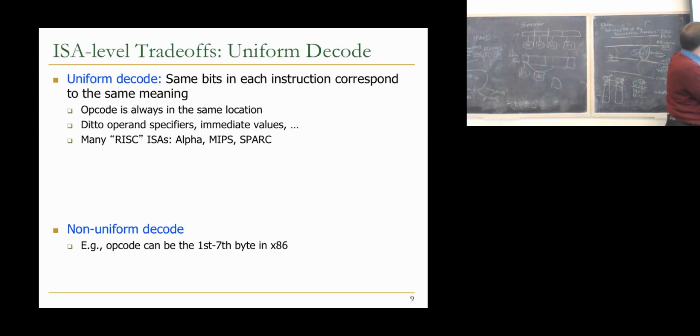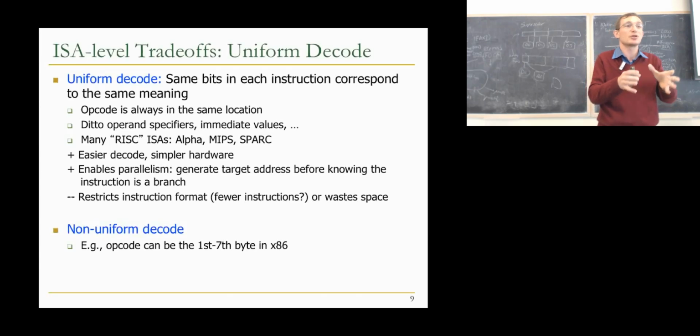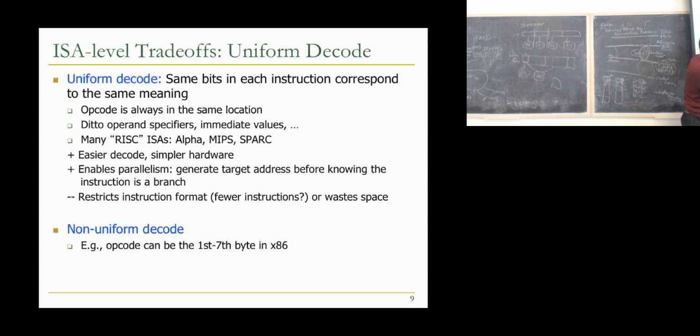The upside of uniform decode is obvious. It's easier to decode, right? It's simpler hardware. It enables parallelism also, because you know where something is. You can start doing things speculatively. Speculative means the hardware can start operating on an instruction before it knows what that instruction even is. For example, if you know where the immediate value offset of a branch is, you can generate the target address of the branch before even knowing that the instruction is a branch. Right? How can you do that? Let me see if I have it over here. Well, I guess I do have it over here, yes.